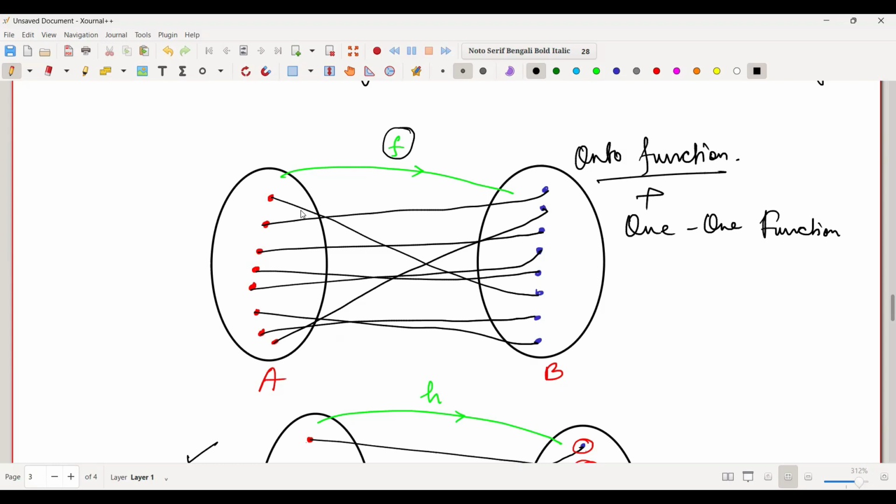So for a 1-1 function, every element of set B has to have only one pre-image. Here every element of B has only one pre-image, and also every element of B has a pre-image. So that means this function f is an onto function plus a 1-1 function. This type of function, which is 1-1 and onto, is called a bijective function, or bijection.